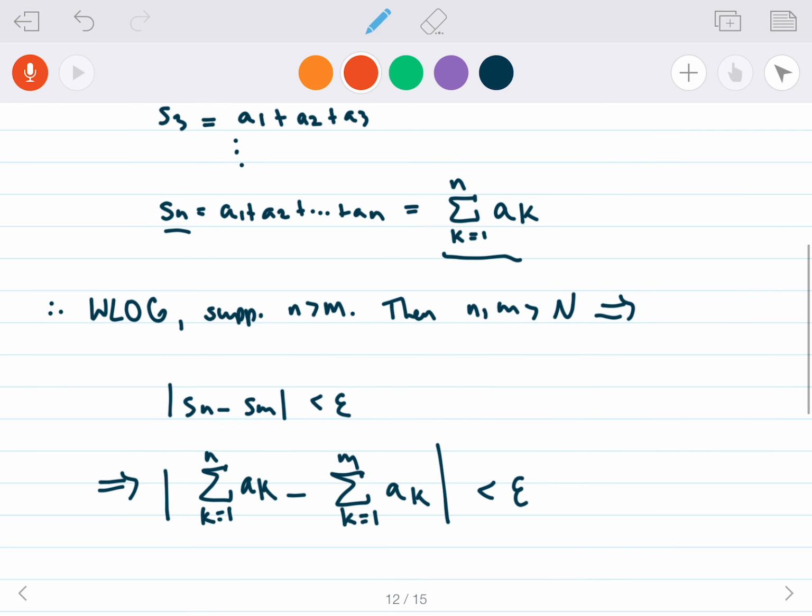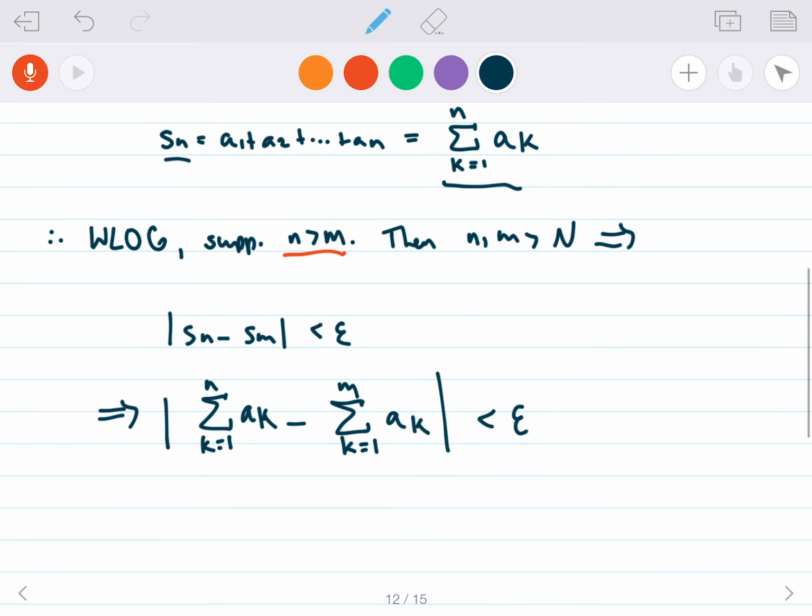Okay, so since I suppose that little n was bigger than m, when I take away the first m terms of this series, I'm going to start with the m plus 1 term and then go up to n, right? I'm taking away the first m terms here, and we have little n is strictly bigger than m. So this means that when we take away all of these terms, we're going to start at m plus 1 and go to n of a sub k. Taking that difference, that's going to be less than epsilon.